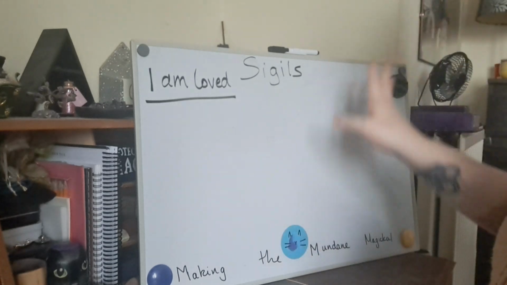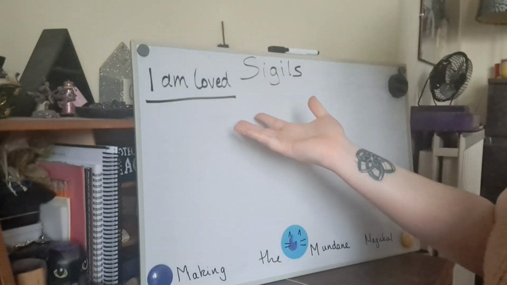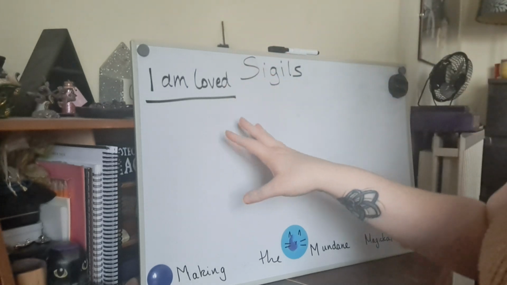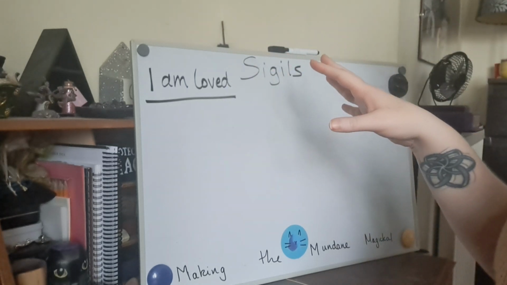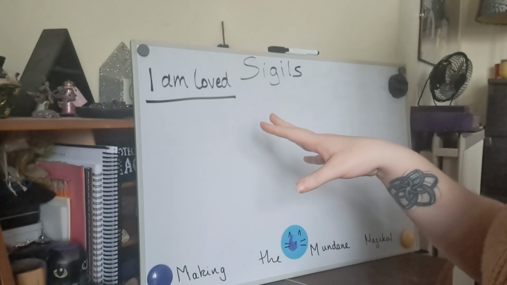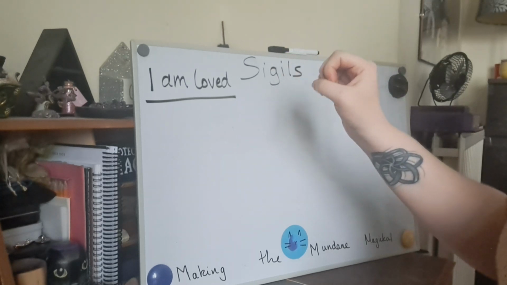But anyway, let's get back to sigils. So you can have I am loved. With these sigils, they're a spell. You're perpetuating that element of love.